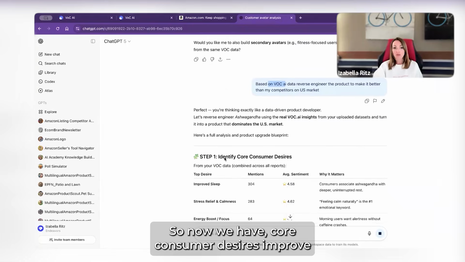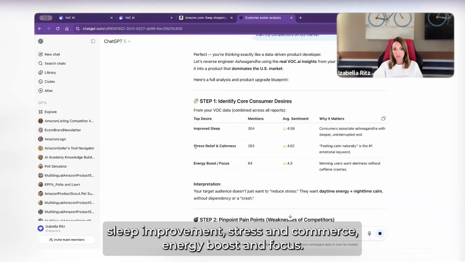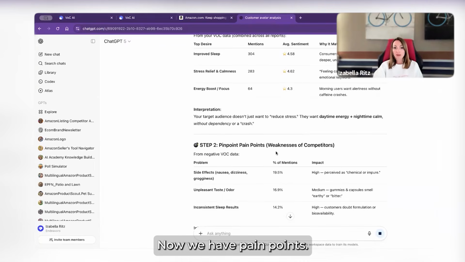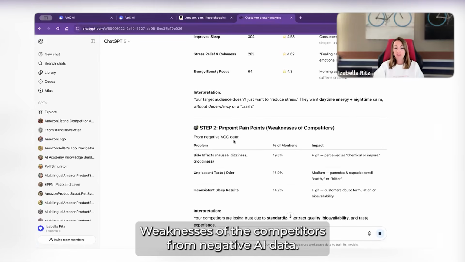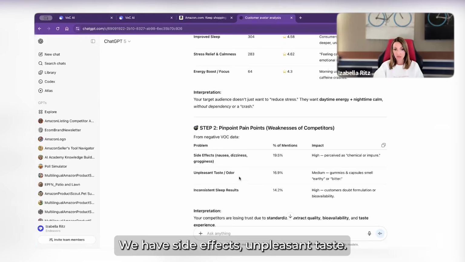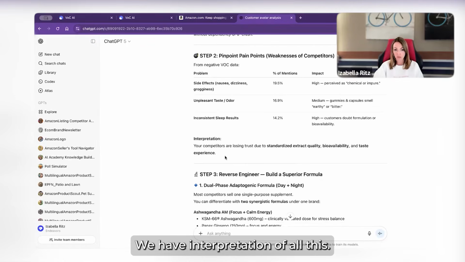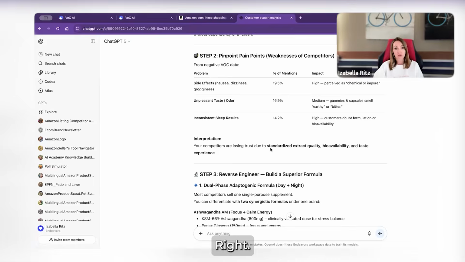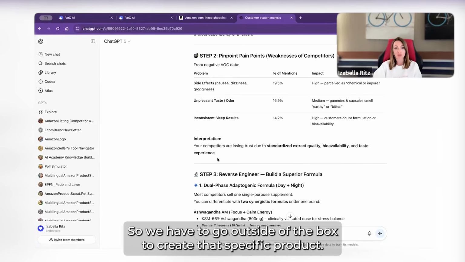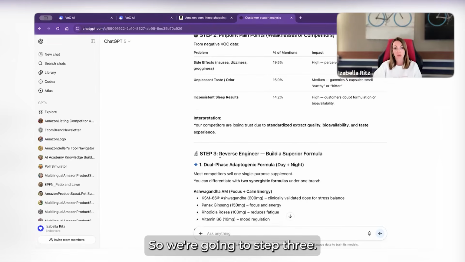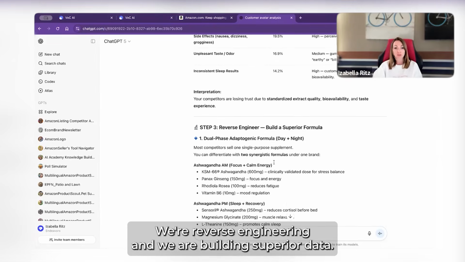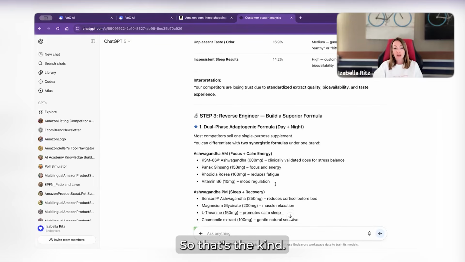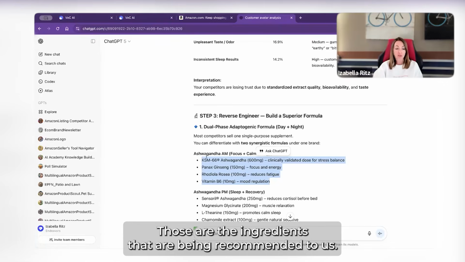So now we have core consumer desires: sleep improvement, stress relief and calmness, energy boost and focus. Now we have pain points, weaknesses of the competitors, from negative VOC.AI data: side effects, unpleasant taste. We have an interpretation of all this, which says your competitors are losing trust due to standardized extract quality, right? So we have to go outside of the box to create that specific product. So we're going to step 3, where we're reverse engineering and building superior data. Those are the ingredients that are being recommended to us by ChatGPT.